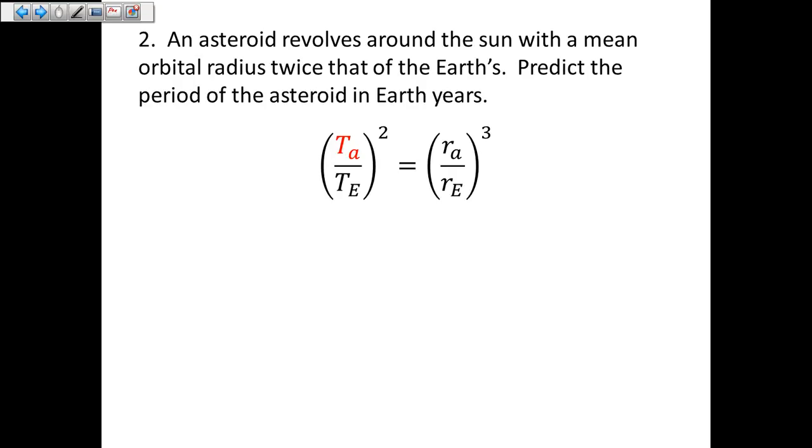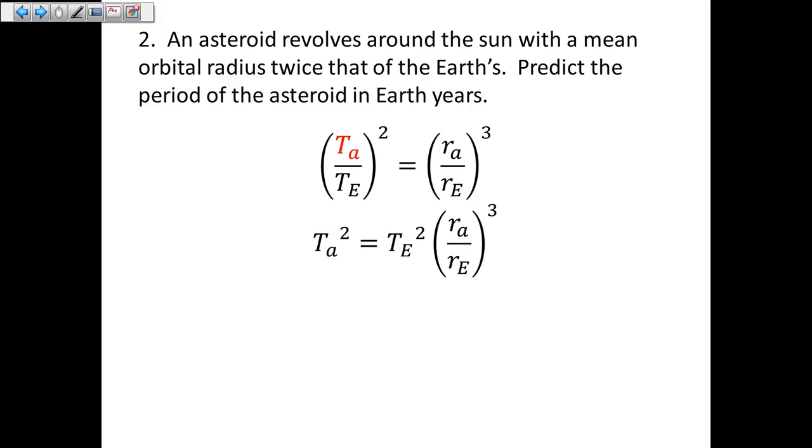In number 2, an asteroid revolves around the Sun with a mean orbital radius twice that of the Earth. What's the Earth's radius? It's not going to matter in this problem. We're going to compare back to the Earth's orbital radius, so we don't actually need to know it. It says predict the period of the asteroid in Earth years. Okay, so that's great. I make sure that I have the asteroid on top on both sides of my equation. I've gone ahead and put what I'm solving for in red again.